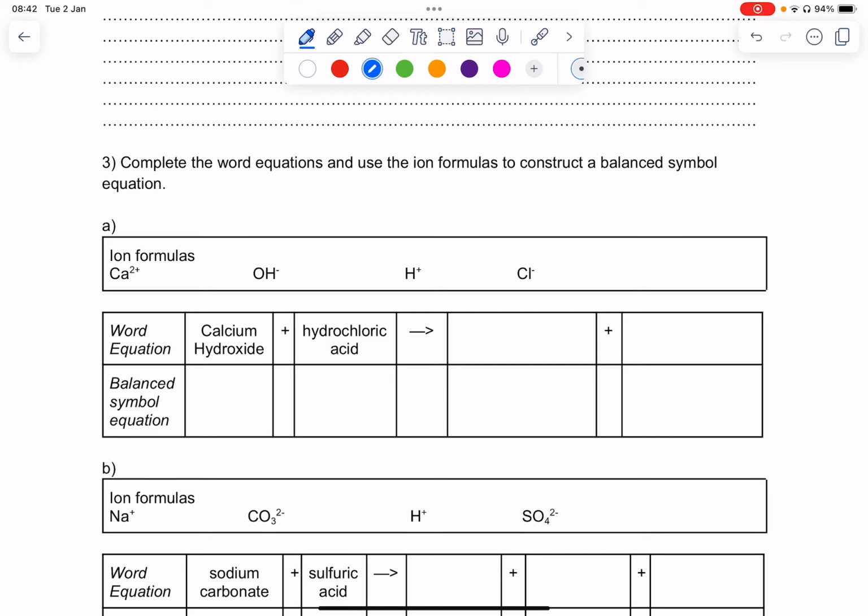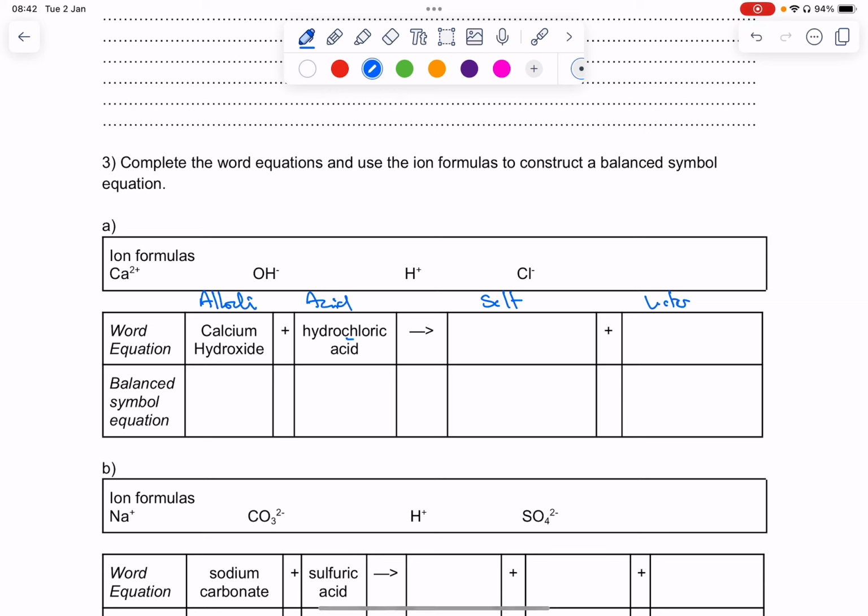So let's construct the word equations first. So calcium, now this is the kind of spotting and use your knowledge to spot what type of chemicals these are. This here is, we've got an alkali and an acid. So acid plus alkali, and we should remember this makes a salt and water. Okay, so it's a neutralization reaction.